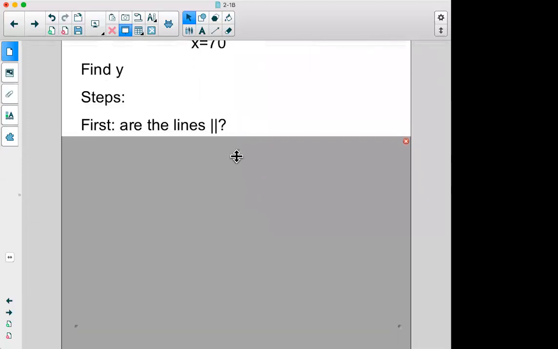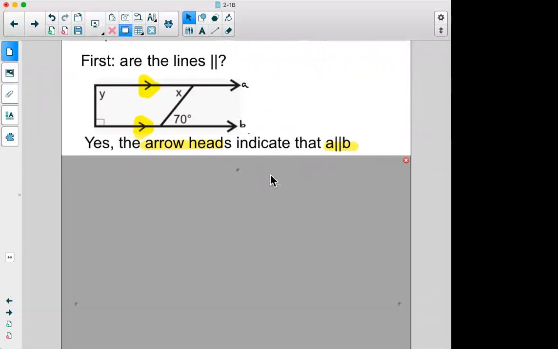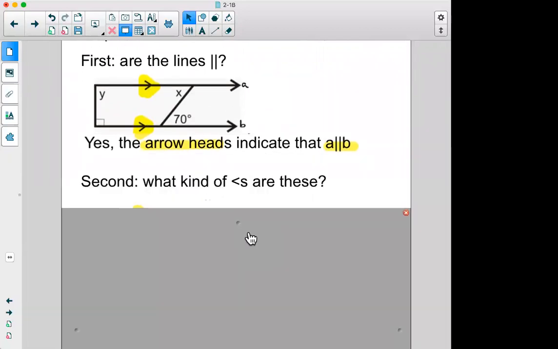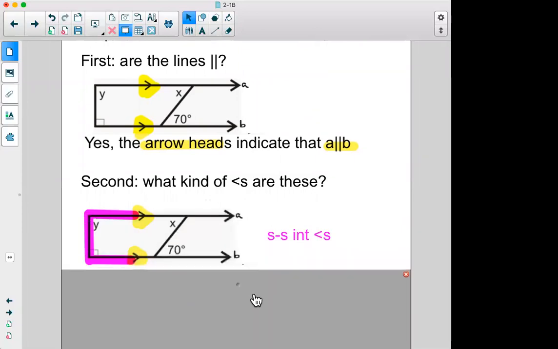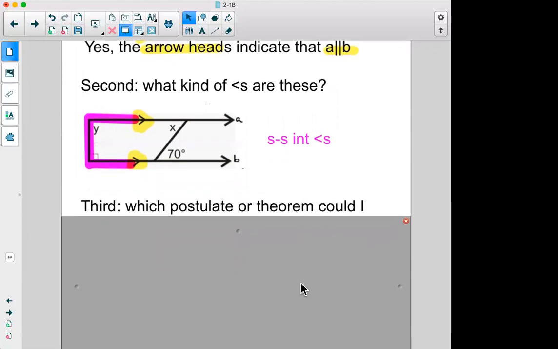First question, are the lines parallel? Yes, because we have those arrowheads, A is parallel to B. Then we'll ask what kind of angles are formed that include Y. Here's my U that includes Y, that includes the parallel lines in Y, and this is the transversal in this case, and those are same side interior angles, two lines and the transversal. And so next step is, which postulate do we use?